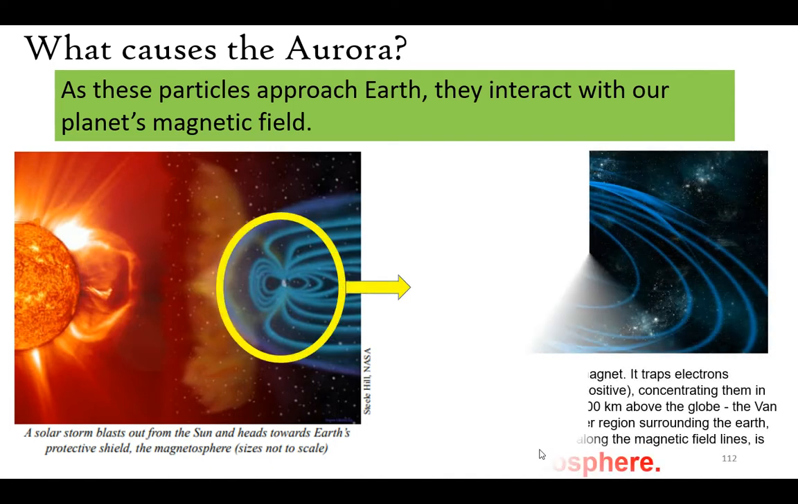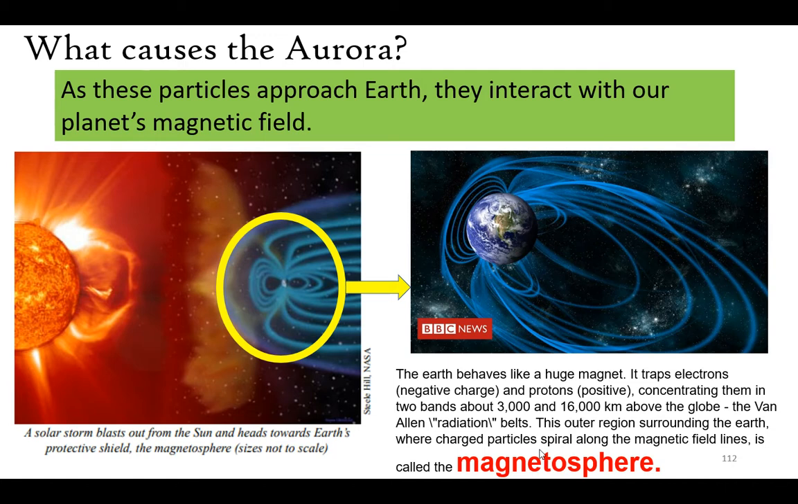So these particles approach Earth. They interact with our planet's magnetic field. So this outer region surrounding the Earth, where charged particles spiral along these magnetic field lines, is called the magnetosphere.